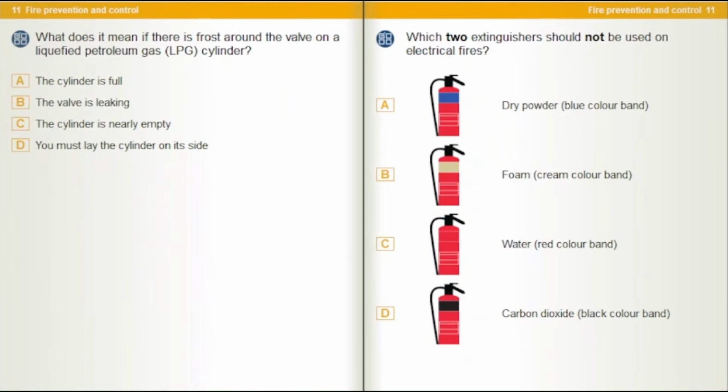What does it mean if there is frost around the valve on a liquefied petroleum gas (LPG) cylinder? The cylinder is full. The valve is leaking. The cylinder is nearly empty. You must lay the cylinder on its side.